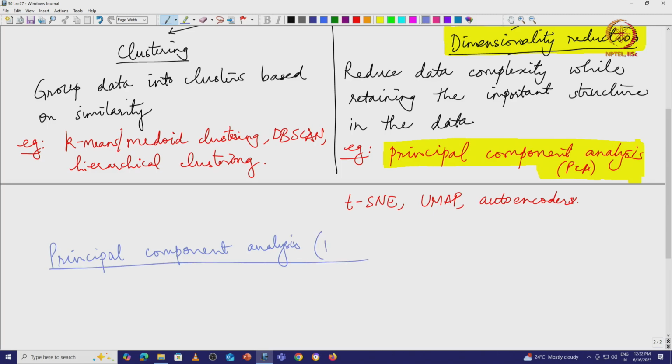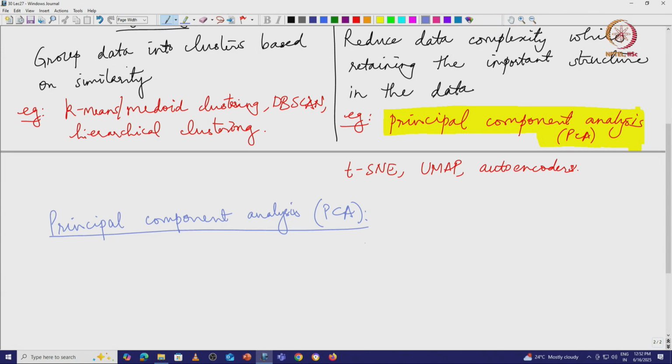Okay, and it is shortened as PCA, and there is the related topic of singular value decomposition, right, that is important in linear algebra, and we will understand what singular value decomposition means. So, principal component analysis is basically a method for linear dimensionality reduction.